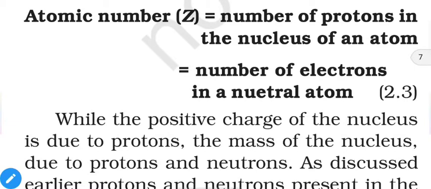If electrons change, it doesn't affect the atomic number, but if protons change, then it does affect the atomic number. So atomic number is more related to protons than electrons because it depends on protons, and it is completely independent of the number of neutrons. If the number of neutrons increases or decreases, it doesn't matter; the atomic number will always be equal to the number of protons or the number of electrons in a neutral atom.